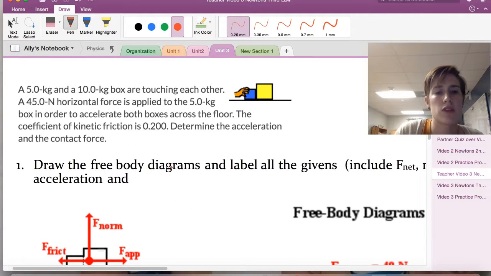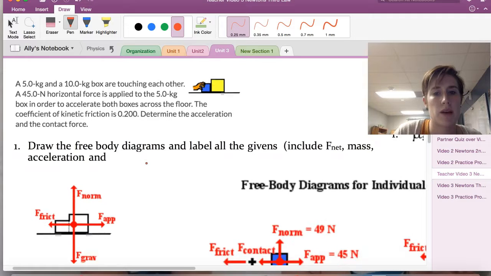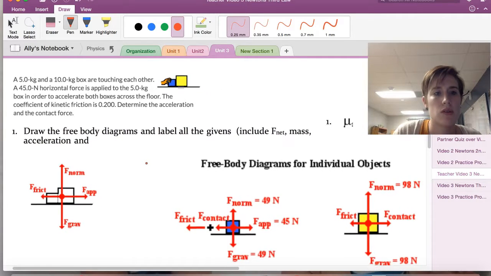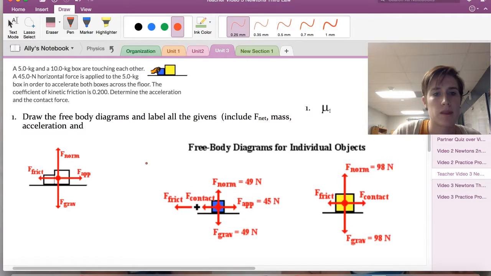And remember, the first thing we do is we draw the free body diagram of our problem. So let me zoom out here. Okay. First, let's look at this problem. It says a 5 kilogram and a 10 kilogram box are touching. So here's just kind of a picture. Here's the 5 kilogram box and the 10 kilogram box, and they're touching.